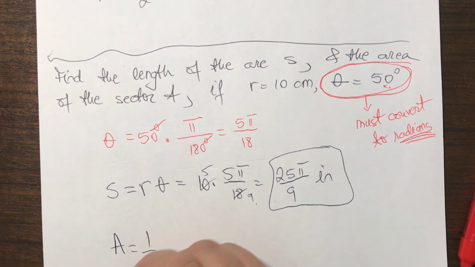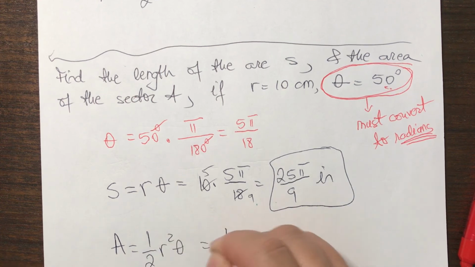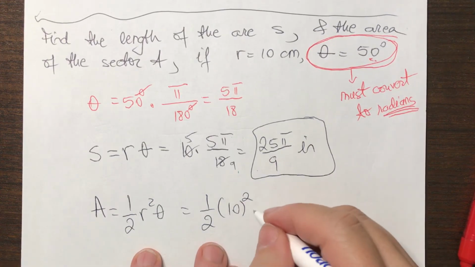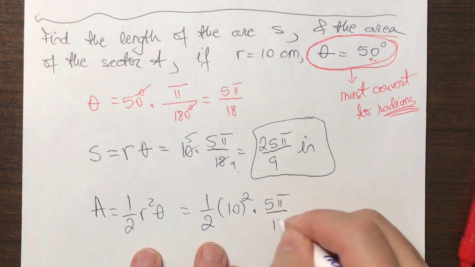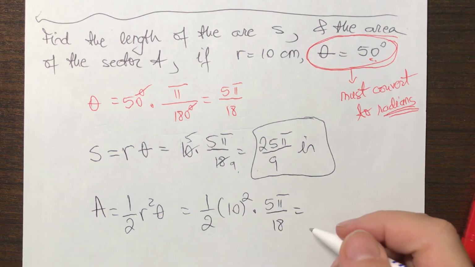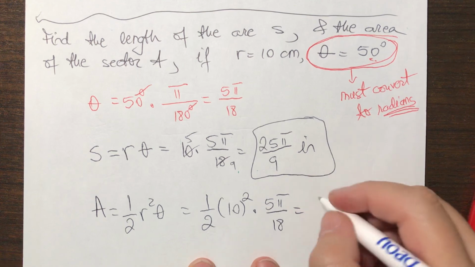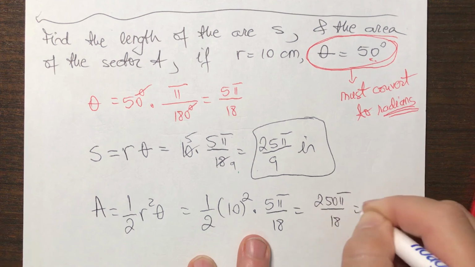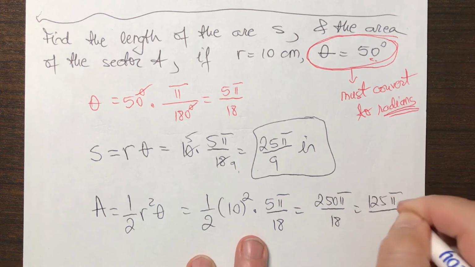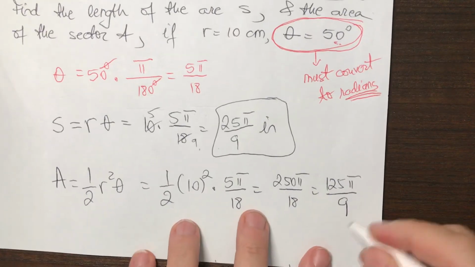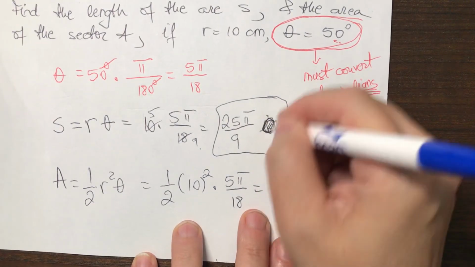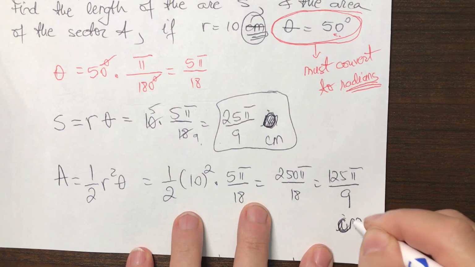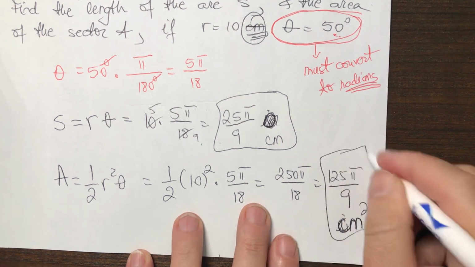And A now is 1/2 r squared theta. So same thing. We now have the theta nicely in radians, just as we wanted. So multiply all this: 100 times 5 over 18 halved, so that's 50 times 5 is 250, and I can even reduce this, 125 pi over 9. But be careful, these are not inches, but centimeters squared.